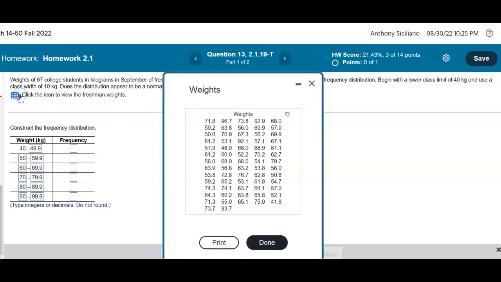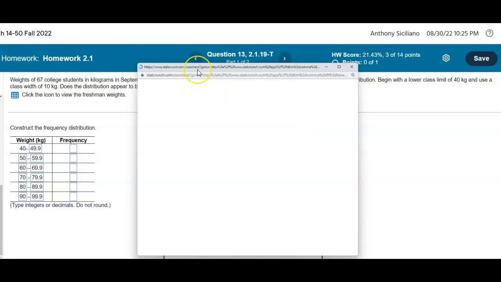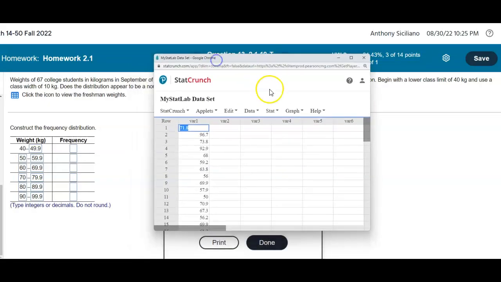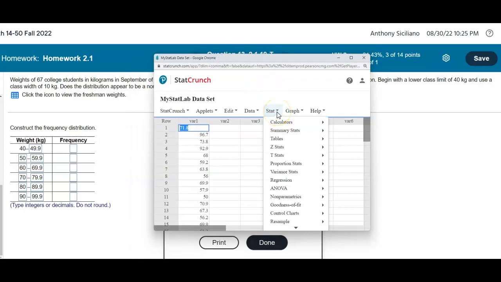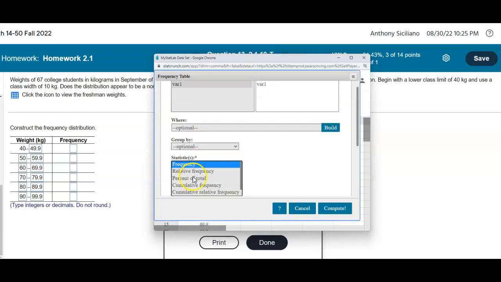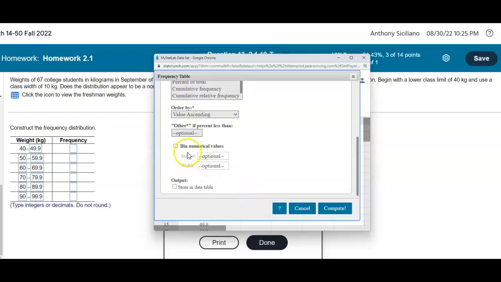Okay, so now let's go ahead and open this data up into StatCrunch. And then we're going to come in here, we're going to select Stat. We're going to go down to where it says Tables and then select Frequency. We're going to select our column to be VAR1. We're going to select our frequency. And then we're going to scroll down and select the bin numerical values.